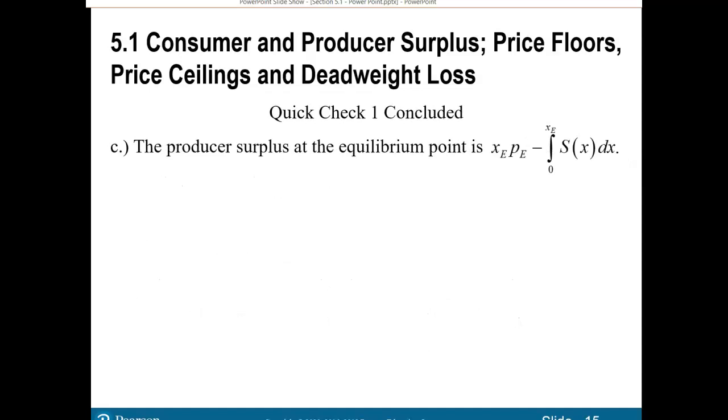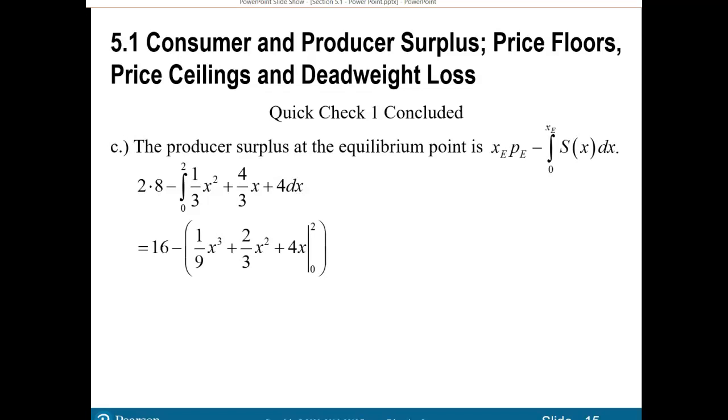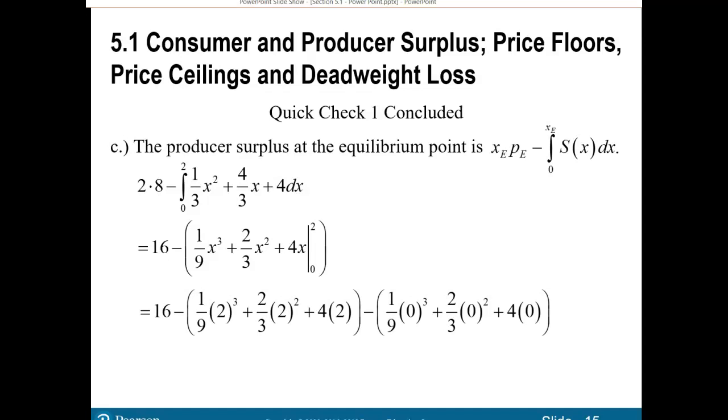Okay. Producer surplus, this time we find the product of the ordered pair first and subtract the integral from 0 to our x value of our supply function. So there's the setup. There's the antiderivative. 16 is the 2 times 8 minus, and then the antiderivative of our supply function evaluated between 0 and 2. Plug in 2, plug in 0, subtract. Clean it up. $4.44.